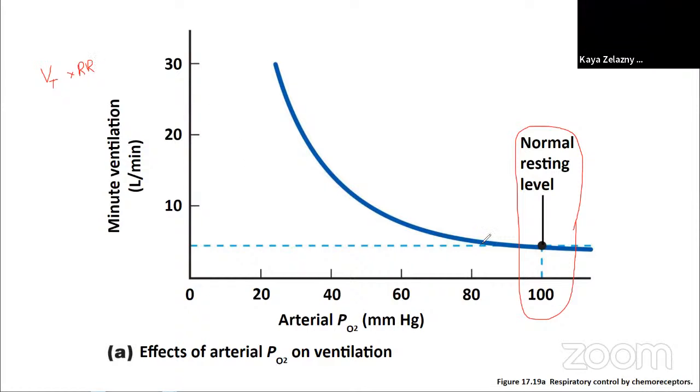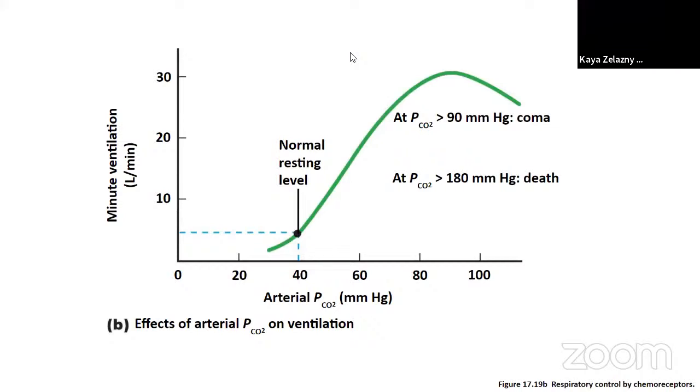As partial pressure of oxygen starts dropping, it takes until we get to about 60 before we start to see significant changes to our respiration rate. So oxygen can fall pretty far in arterial blood before we start to change our respiration rate significantly. It's very low.